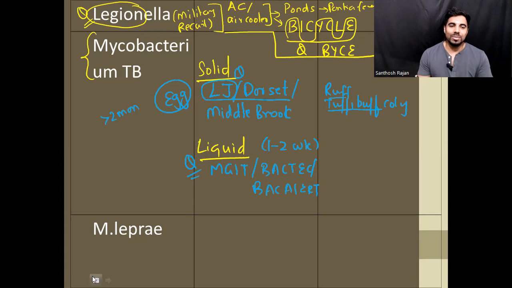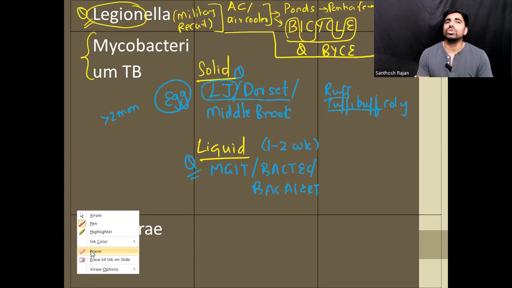Now let's go to Mycobacterium leprae. I think Mycobacterium TB is easy. I don't need to say anything, you guys know it. And of course, you have CBNAAT and those things, GeneXpert, that's a PCR method of diagnosis. I'm not bringing those terms here. Now we're talking about media, so let's stick to the media.